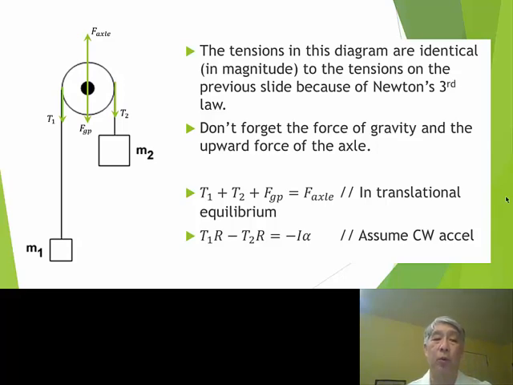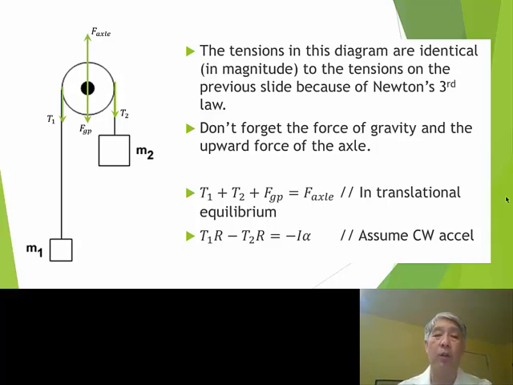Rotationally speaking, I only have 2 torques because the axle and the force of gravity act at a radius of 0. So T1R, positive because that would make the pulley rotate counterclockwise, is going to equal T2R, and that's going to equal minus I alpha. Minus because I'm going to assume that, because M2 goes down, it'll make the pulley rotate in the clockwise direction. And clockwise is negative, so just like MA needs to be checked, I alpha needs to be checked for its direction as well. So in this case, it's minus I alpha, and everything is consistent in terms of the directions of the block accelerations and the direction of the pulley acceleration.